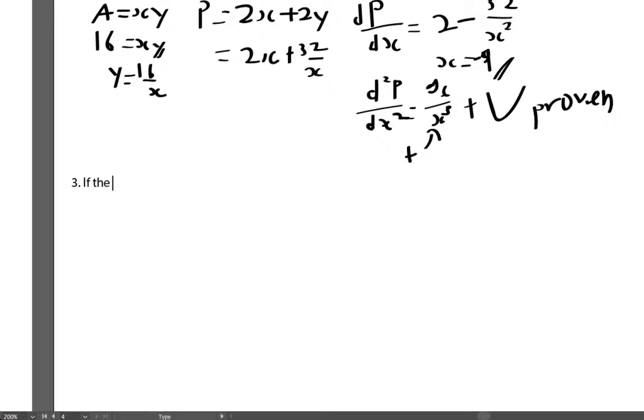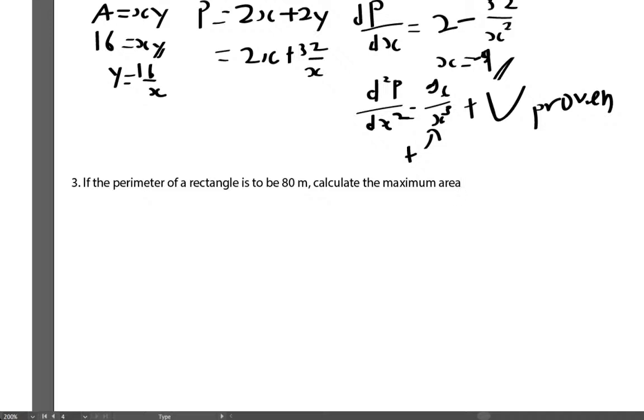If the perimeter of a rectangle is to be 80 meters, calculate the maximum area. Okay, so you want to try to find the maximum area.